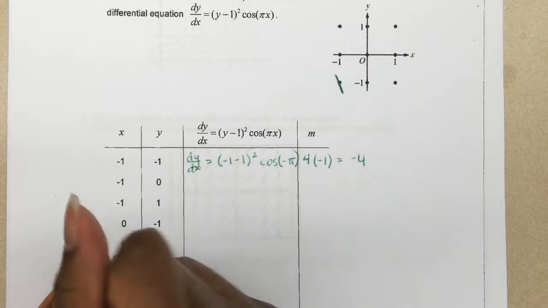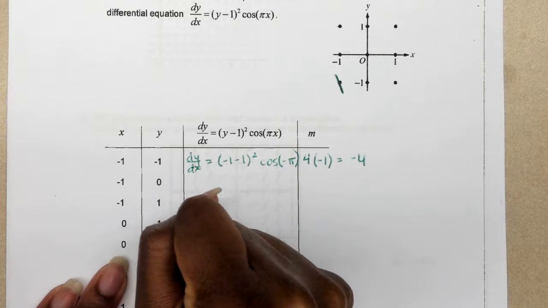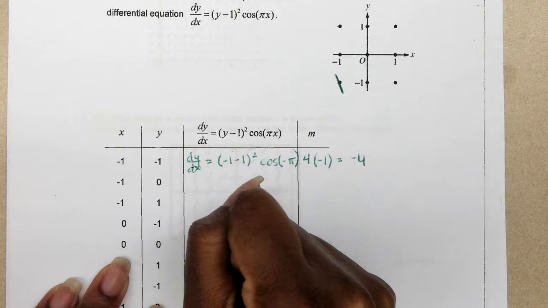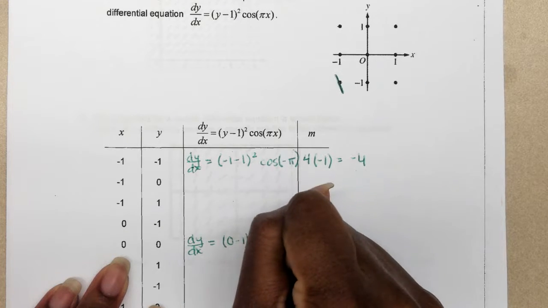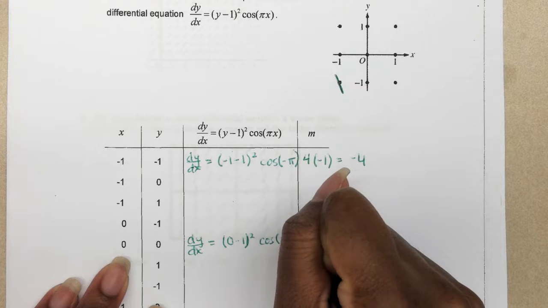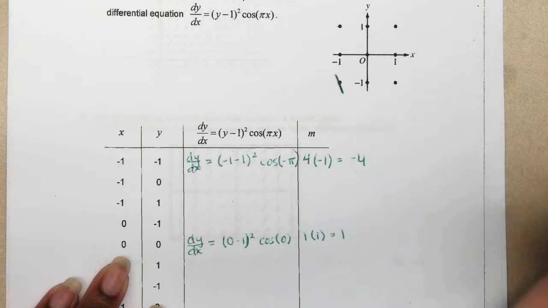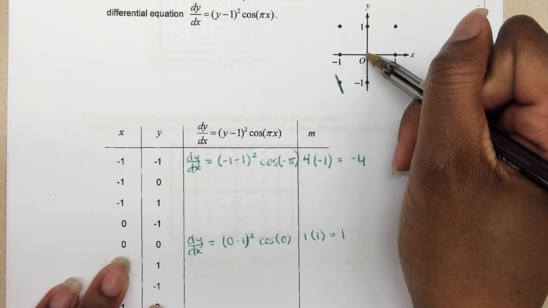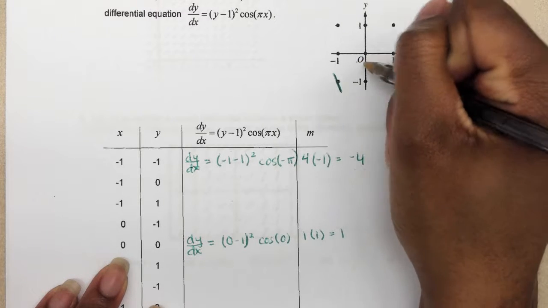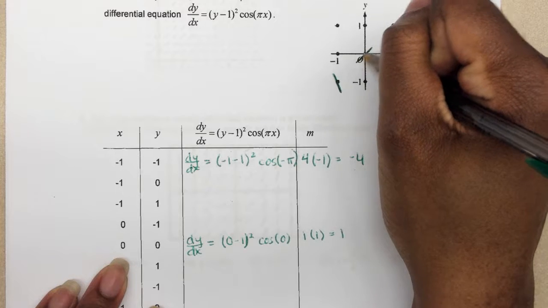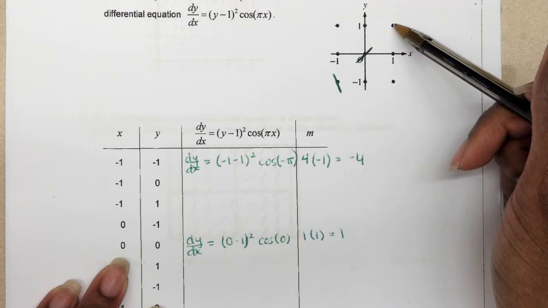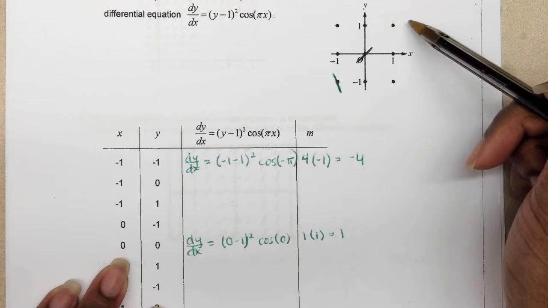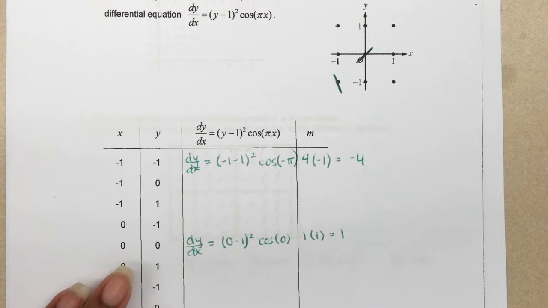If we look at (0, 0), we have dy/dx is equal to (0 minus 1) squared times cosine of 0. So we'll get 1 times 1, which is 1. So at (0, 0), our slope is 1. We're going to make a tick mark that's positive and has a slope of 1. If I were to continue this line, it would go straight through this point. So this line would have a slope of 1, and my tick mark has a slope of 1. And we'll continue this process.